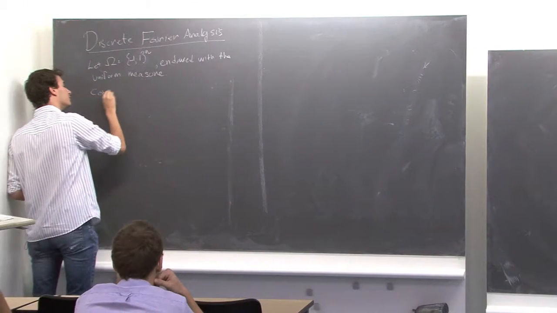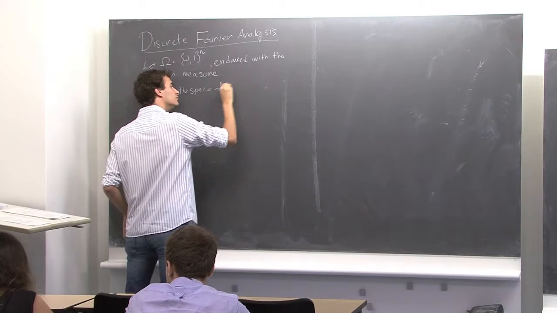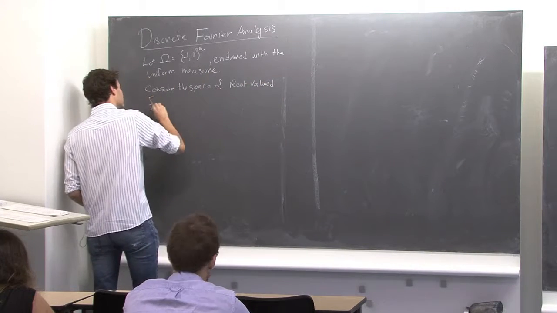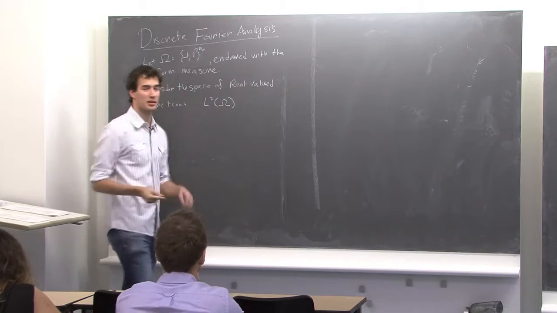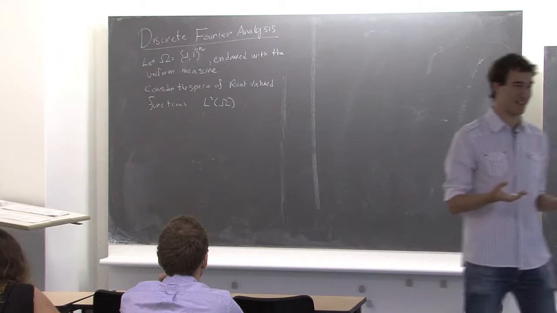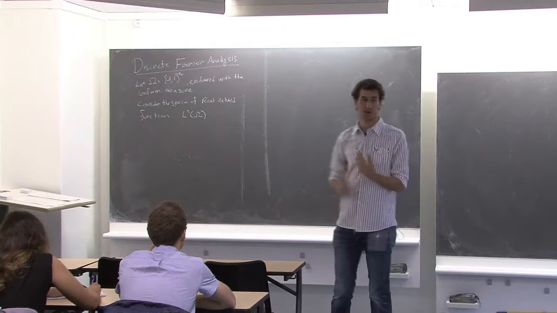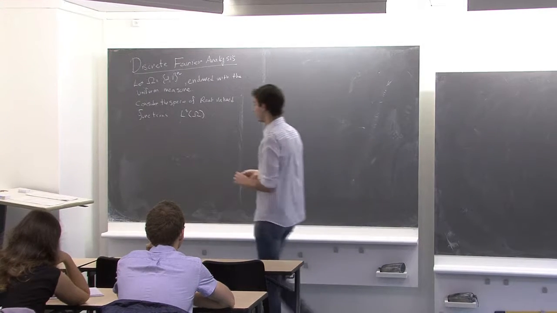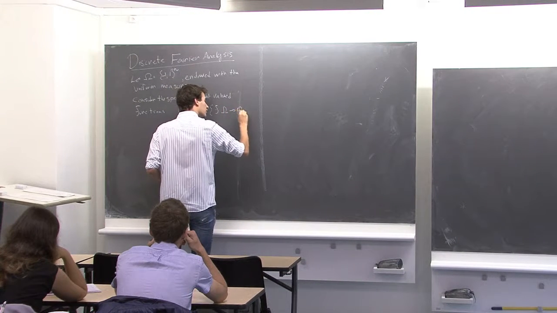So consider L2 of omega, where of course the L2 condition is completely meaningless here because I only have finitely many inputs. Any finite function is L2 automatically. But I'm going to consider L2 because I want to consider this as an inner product space and a normed space for that matter. So it's just a convenient notation. L2 of omega is of course the space of functions f from omega to R.